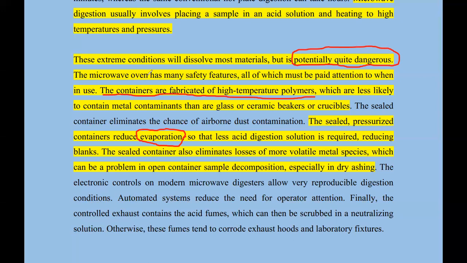So I'm saying the sealed container also eliminates the losses of more volatile metal species. There may be some metals that are very volatile, and you find that maybe part of it goes. So to prevent that, you need to do much of the sealing. So that can be a problem in open container sample decomposition, especially in dry ashing.